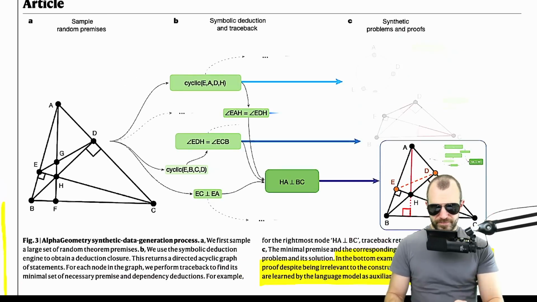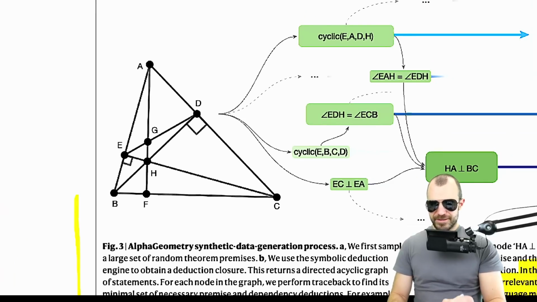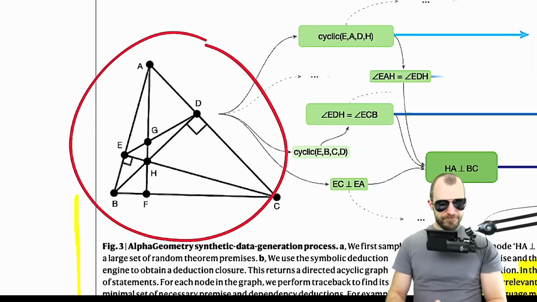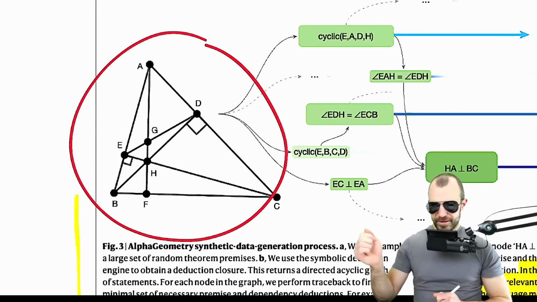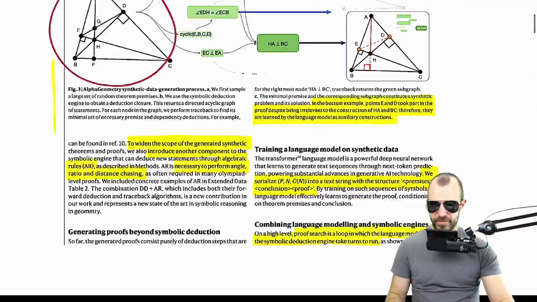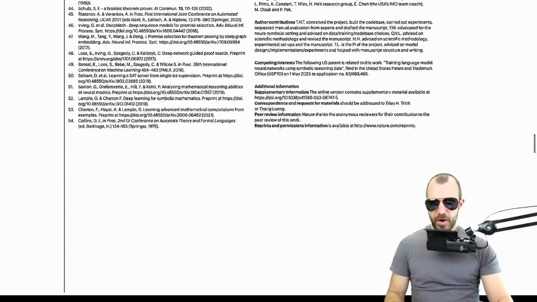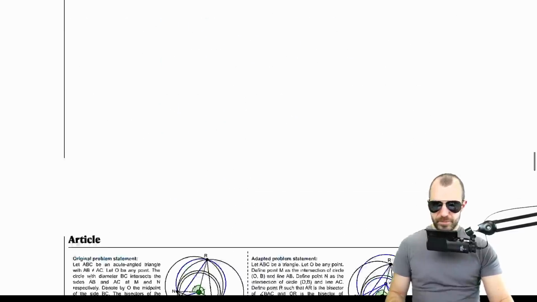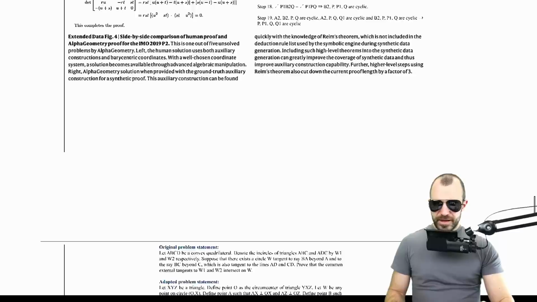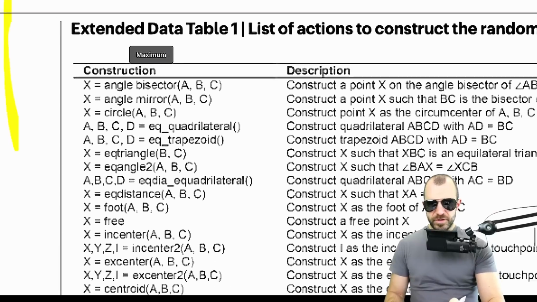What they do, they sample what they call random premises. And random premises are really just things like this right here. So they just construct a bunch of triangles and circumcircles and midpoints and angle bisectors and so on. And you can see in this extended table down here somewhere all the things they use to sample them. Again, they do not use this from human data. Where is it? This one. There's no human data in here.